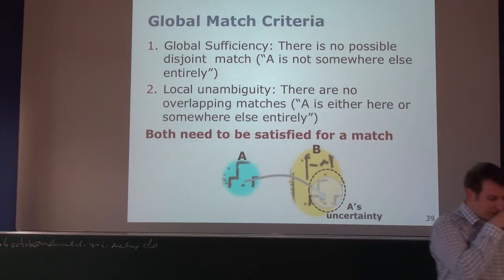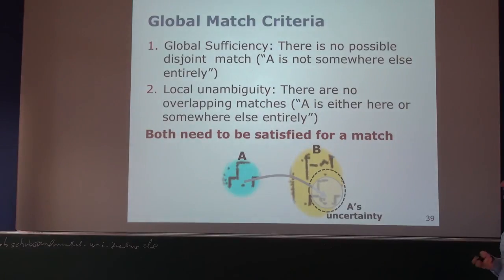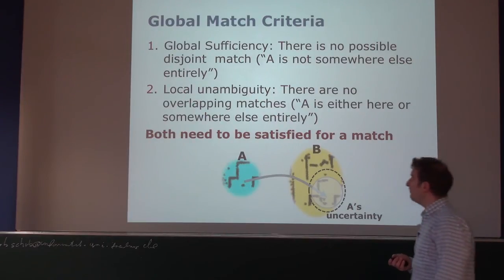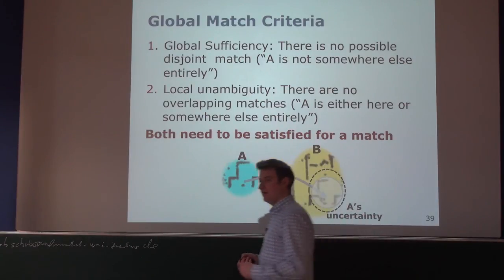Okay, what can we do? We can actually do 2 tests. The first one is a global sufficiency test. So we want to say there is no possible disjoint match in the uncertainty ellipse.